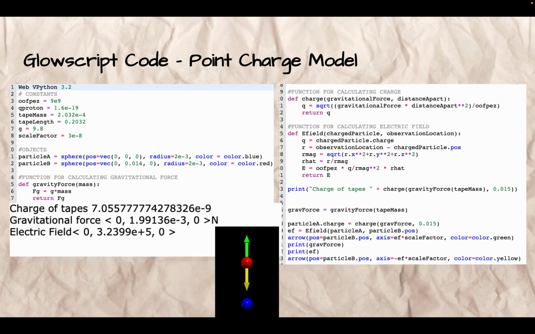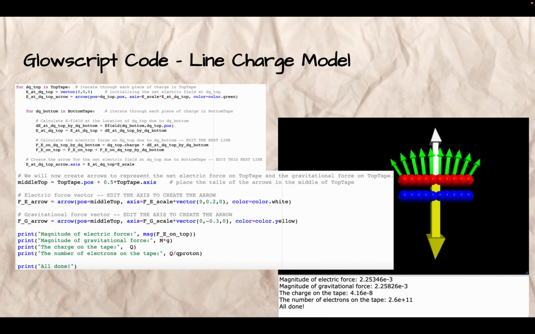For the GlowScript code for the point charge model, we first define our constants and then our objects, and the blue sphere is the bottom piece of tape and the red sphere is the top piece of tape. We then calculate the gravitational force, we calculate the charge, and then calculate the electric field. And then we display our results, and because the two arrows coming from the red sphere are both equal, it shows that the sphere is in equilibrium.